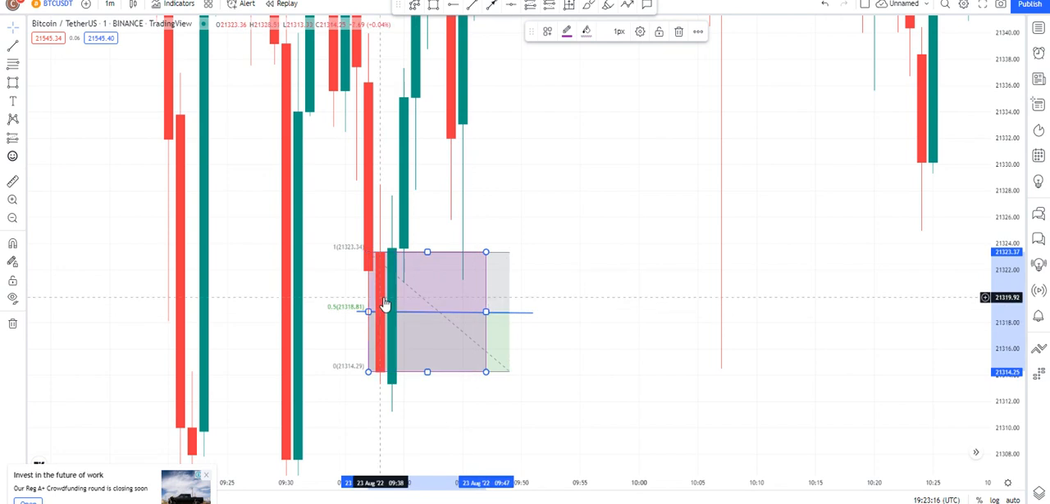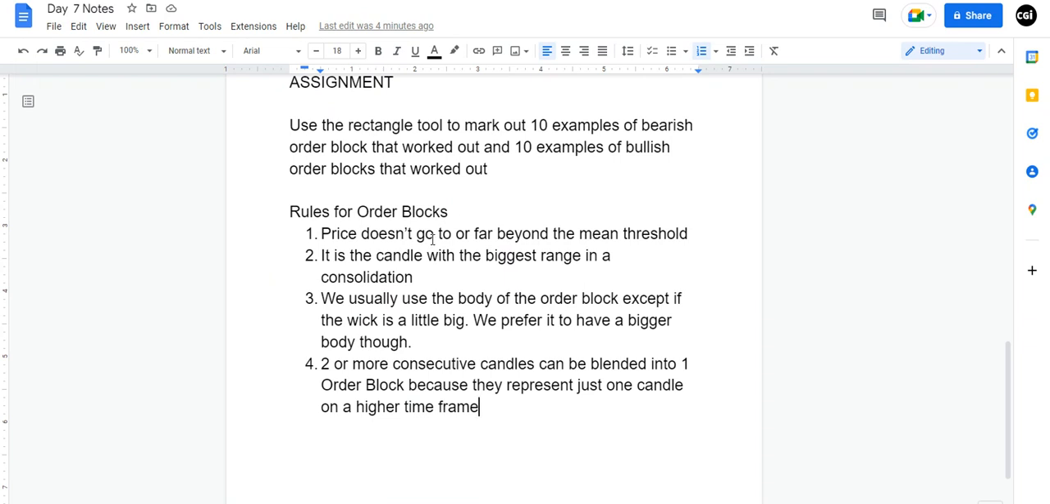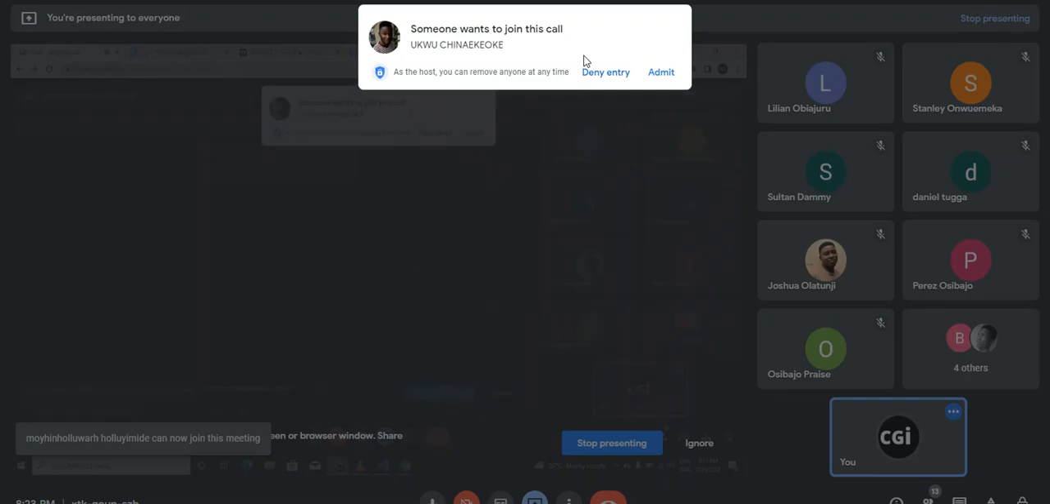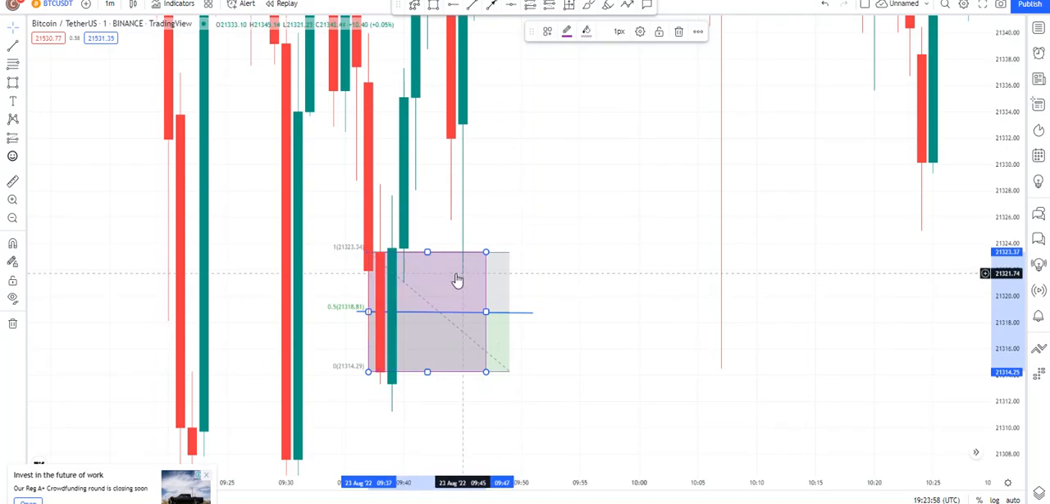So the mean threshold is the middle part of the body of the candle. For a valid order block, the price doesn't go to the mean threshold, or even if it gets there, it doesn't go far beyond it before reversing. If price comes down into the order block, we expect the mean threshold to be the stretching point for that downward move. When it hits the mean threshold, it should not waste time before flying to the upside.